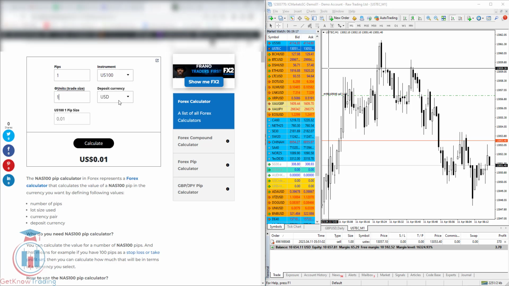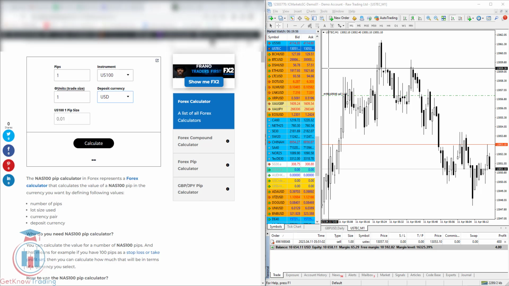The fourth field here is deposit currency. For example, my trading account has USD as a deposit currency. That means the money you have put on your trading account. If you are using any other, for example euro, you would put here a euro and select and calculate. Here it is, the Euro USD price, which this Pip calculator is extracting from the market automatically, so you do not need to bother with this. But for the calculation in this example, I will use USD. And here it is, US 100, 1 pip size is 0.01.